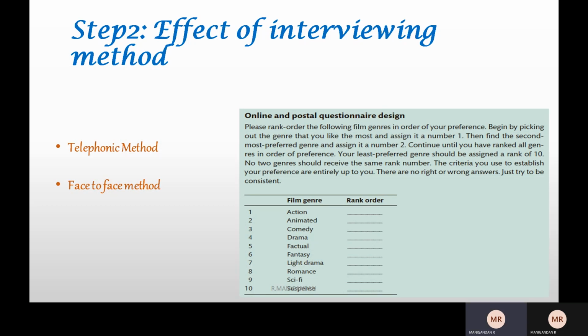And online or postal questionnaire design. Most of the persons are online only. They are framing the questionnaire there to distribute. Nowadays, paper distribution is very less compared to the face-to-face method. The face-to-face method is a direct interview method. This is also called the direct interview method. So these are the effects of interviewing method.